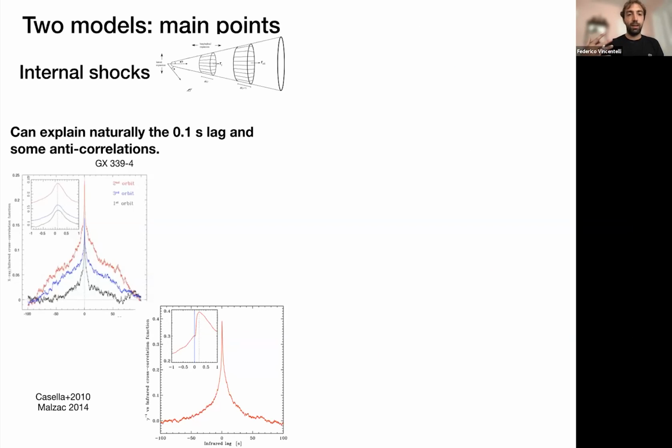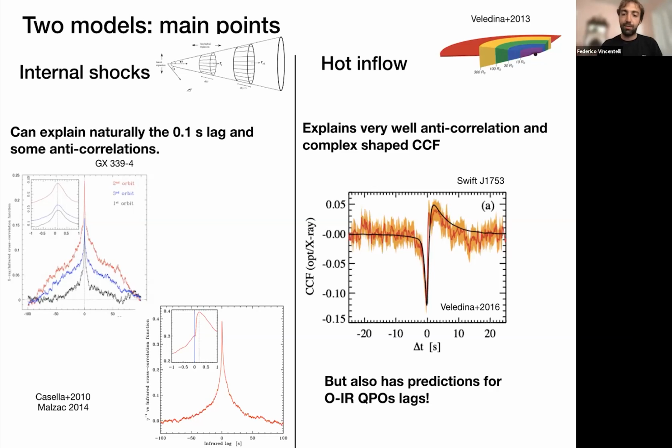For instance, the jet scenario explains optical infrared radiation as shocks inside the jet. And this naturally explains the 0.1 second lag as the travel time from the inflow to the outflow. On the other hand, the hot inflow model explains very well anti-correlated cross-correlation functions, because optical radiation is generated by synchrotron emission, while the X-rays are synchrotron self-Compton, and so from the same population of electrons. And therefore, the anti-correlation is naturally included in this model. The other good thing of the hot inflow model is that it has quantitative predictions for the QPO that are still missing for the jet model.